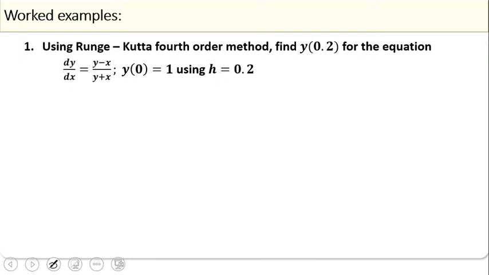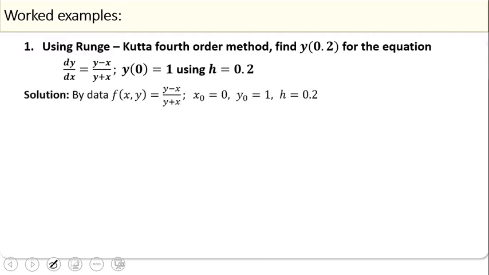First one, using Runge-Kutta 4th order method, find y at 0.2 for the equation dy by dx is equal to y minus x by y plus x, y at 0 is equal to 1 using h is equal to 0.2. Now, the solution. First, write down the given data. Given that dy by dx is equal to y minus x by y plus x, here observe that dy by dx is a function of x and y. So, we can write this dy by dx as f of x comma y, and it is equal to y minus x by y plus x.